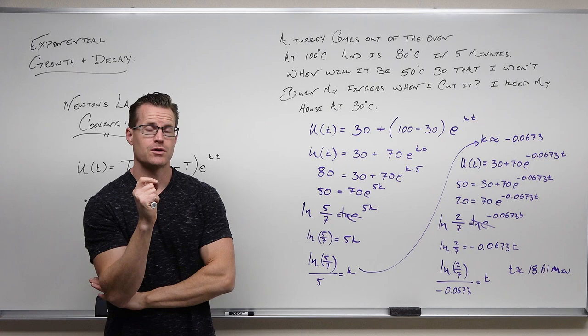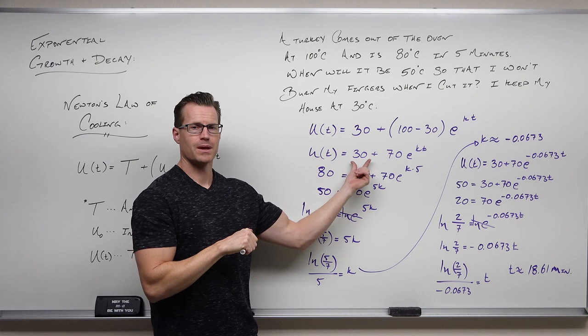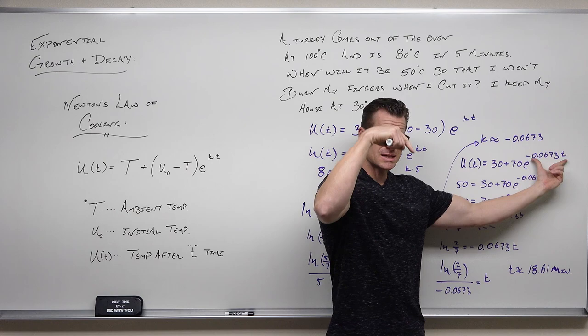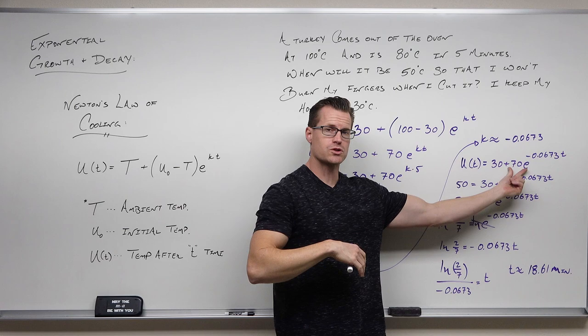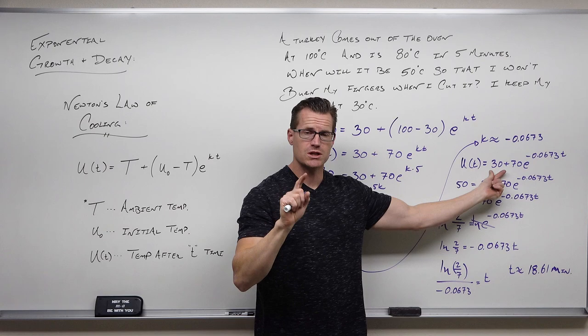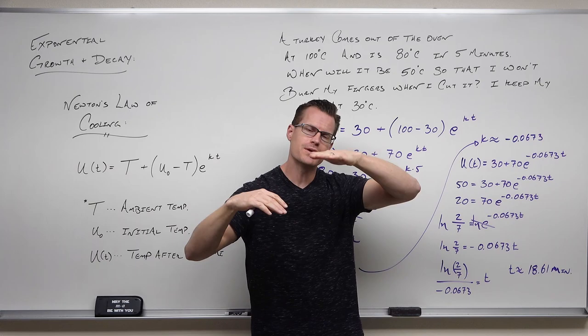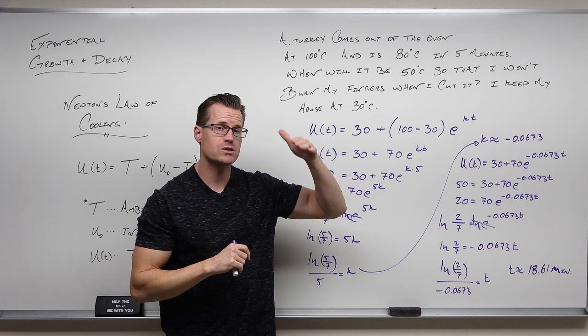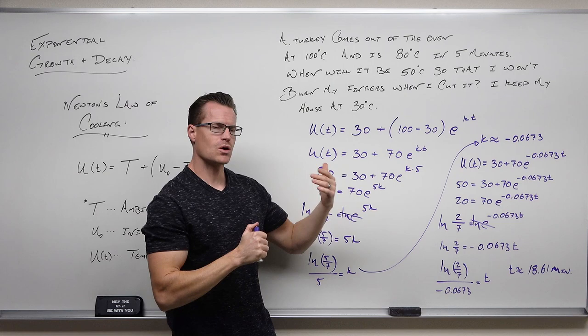Look right here. This is an exponential with a negative, so a downward exponential, a decreasing exponential. This is a vertical stretch, and this right here is a vertical shift. That's a vertical shift up 30. That's a horizontal asymptote shifted up 30. It will never, theoretically, reach 30 degrees. It'll always lose, but it'll never get down to that. Isn't that interesting?